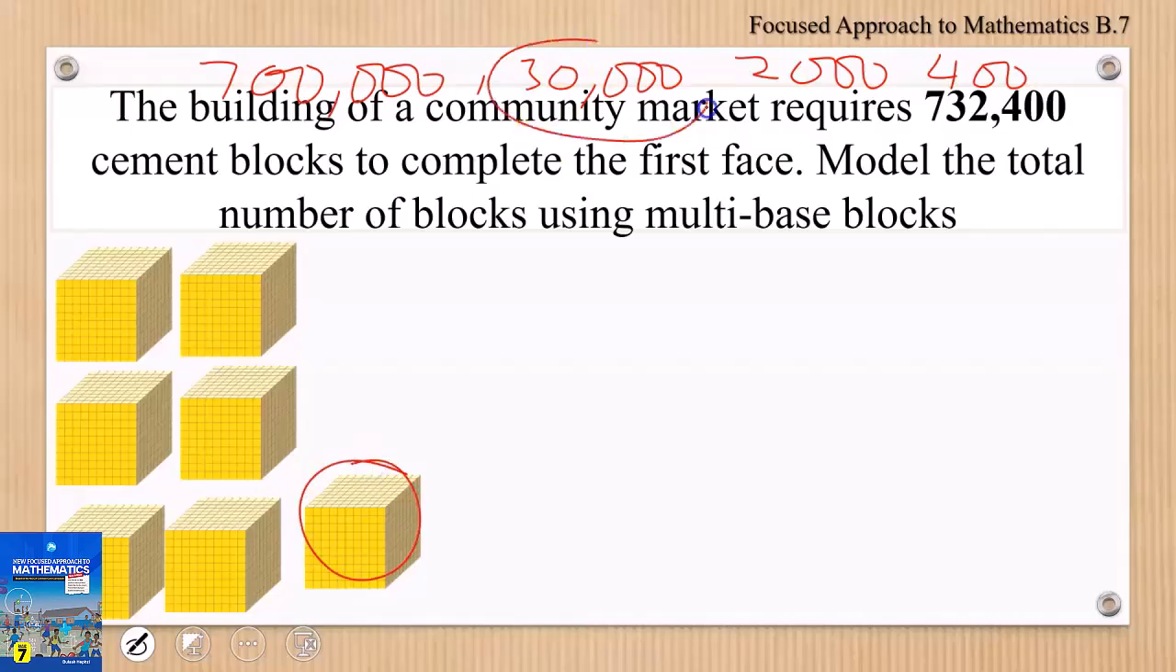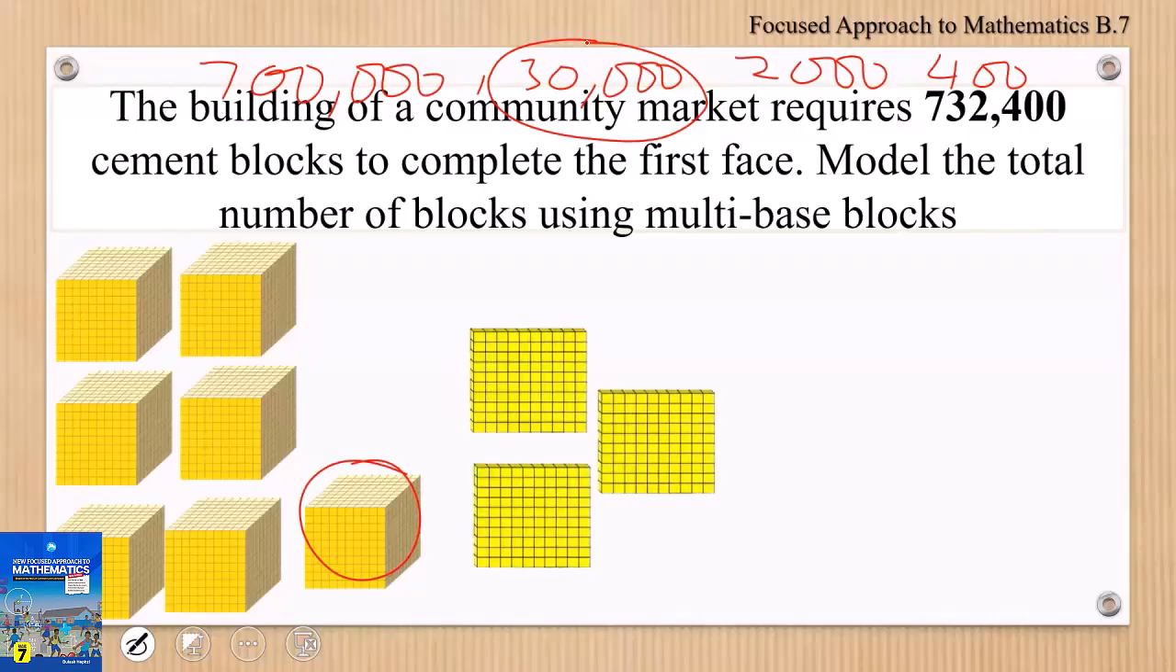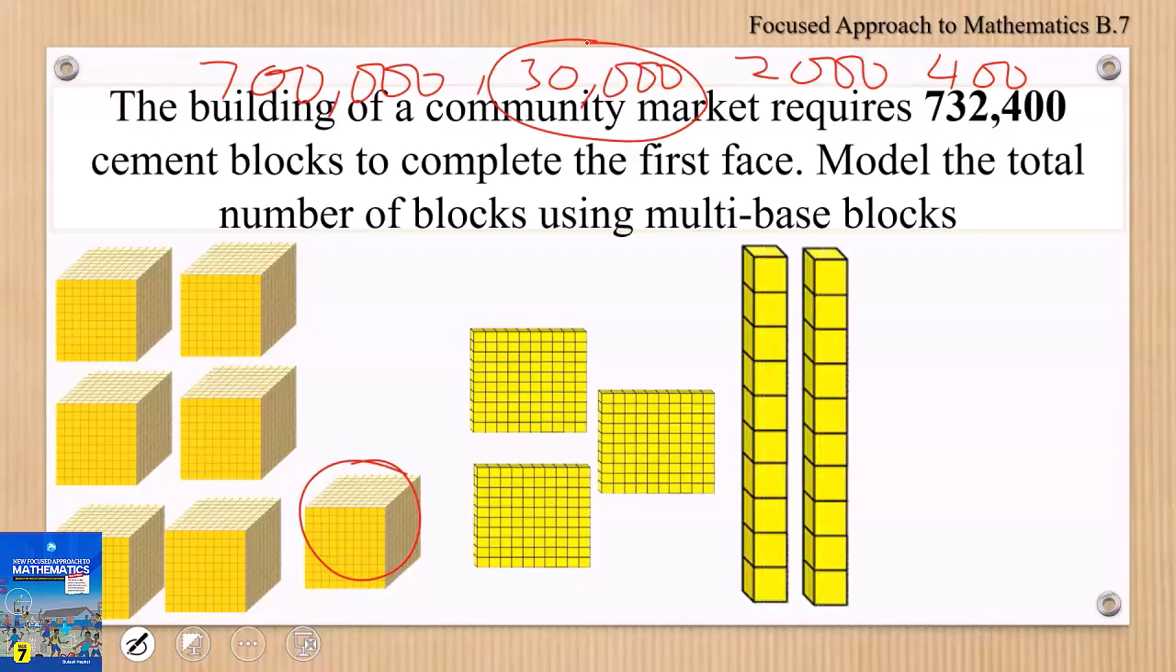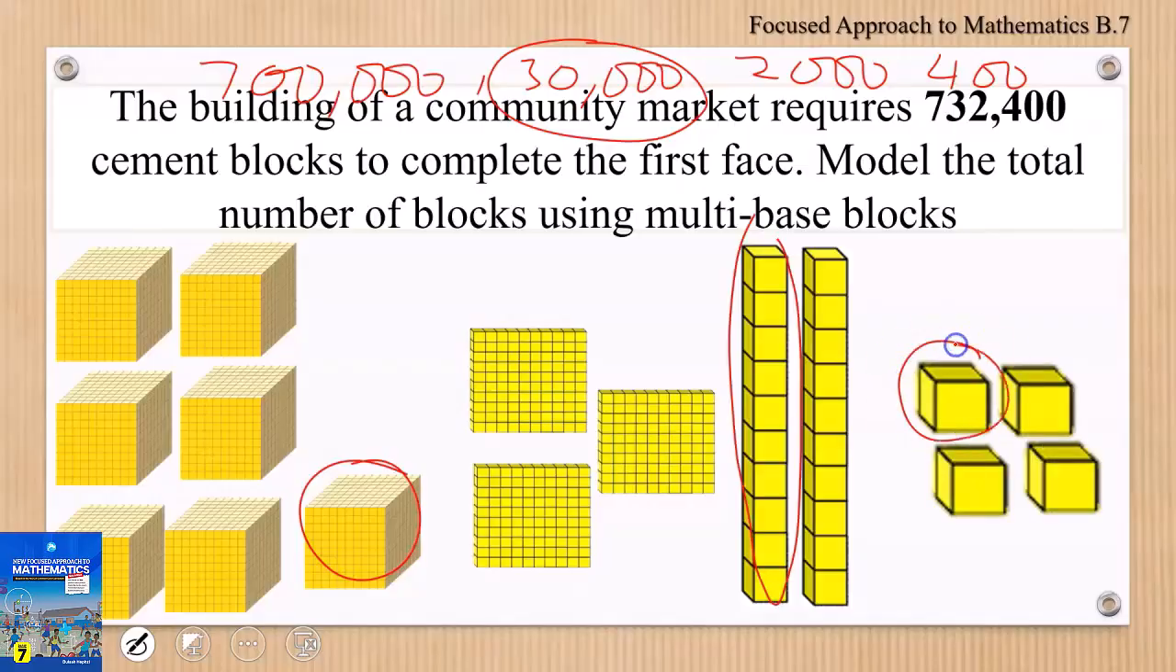Then we need 30,000 flats, and we know that each flat is supposed to be 10,000. So 10,000 plus 10,000 plus 10,000 will give us 30,000. 3 of them gives 30,000. Then we need the longs, 2,000, because we said each one is 1,000. So we need 2 of them to give us 2,000. Then finally, we said one of these is supposed to be 100. So since we need 400, we get 4 of them.